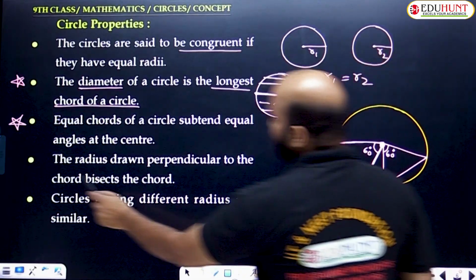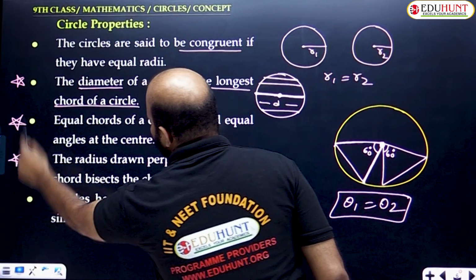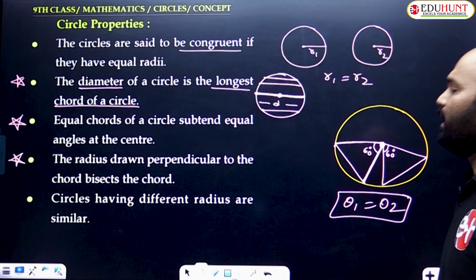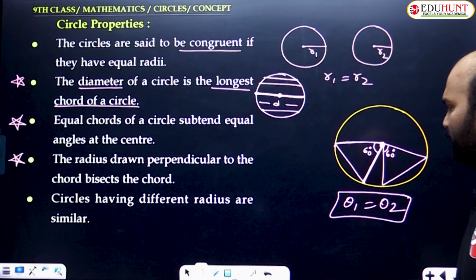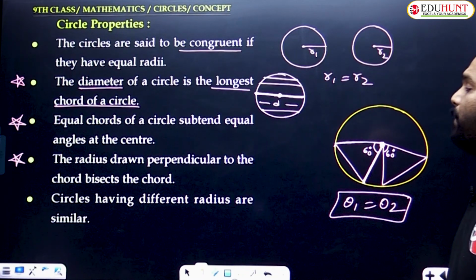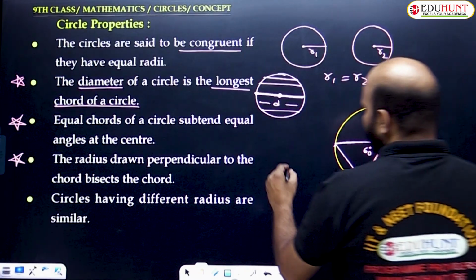Next one: the radius drawn perpendicular to the chord bisects the chord. This is also a very important fundamental concept of geometry. The radius drawn perpendicular to the chord bisects the chord. So clearly we need to understand.